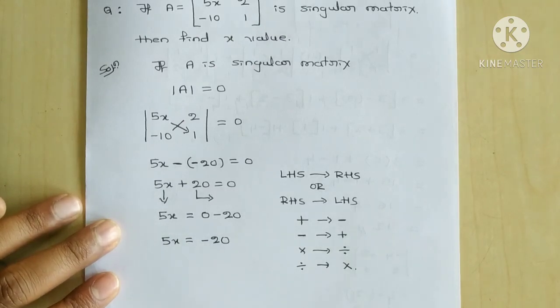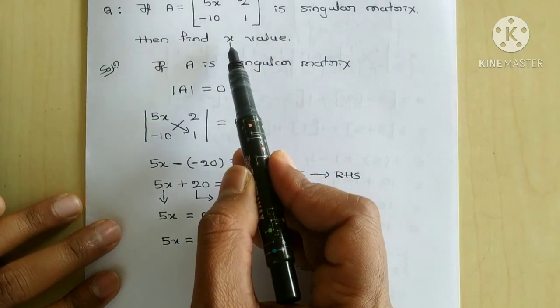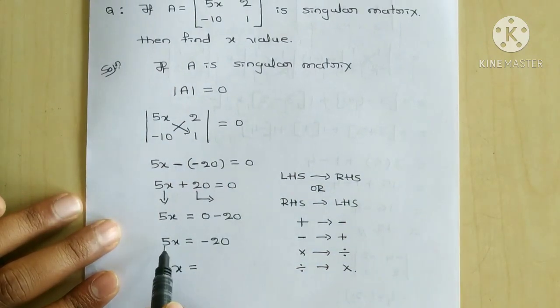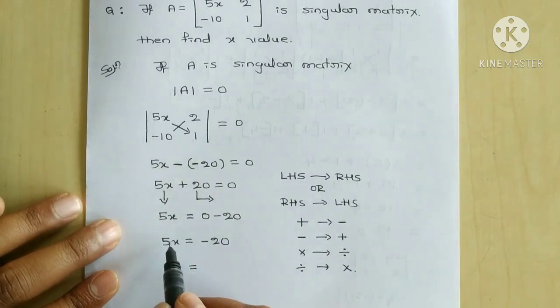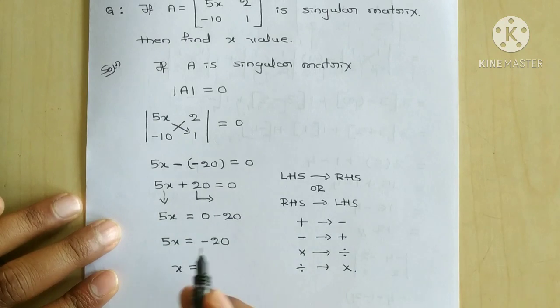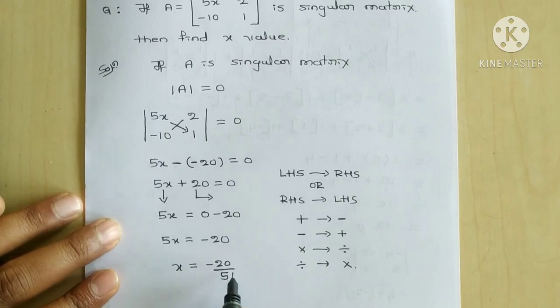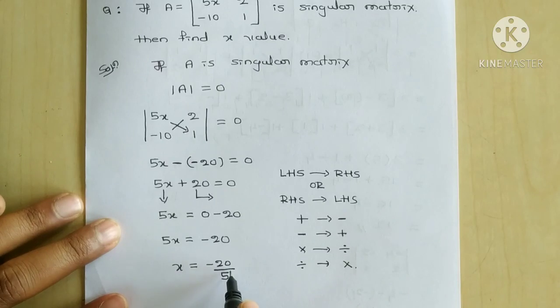Next, you need the x value. Therefore, I am going to keep x as it is. See, in between 5 and x nothing means the sign is multiplication. So whenever you are shifting, multiplication becomes division. That's why x equals minus 20. If you shift 5 to the right hand side, 5 becomes divided by 5. Next, cancel: 5 1 5, 5 4.